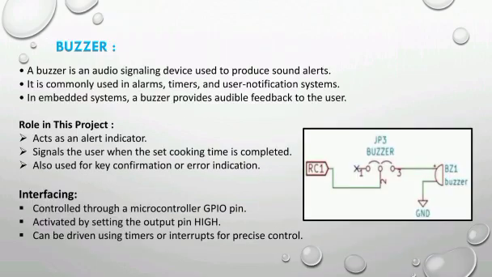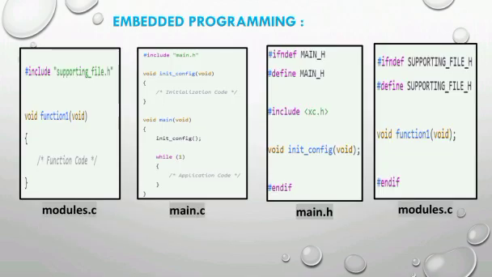Moving towards the buzzer, a buzzer is an audio signaling device used in embedded systems to produce sound alerts. It provides audible feedback to notify the user about events such as completion, errors, or key confirmation. In this project, the buzzer acts as an alert indicator when the cooking time is completed. The buzzer is interfaced with the microcontroller through the GPIO pin. It can be controlled using timers or interrupts for precise sound generation.